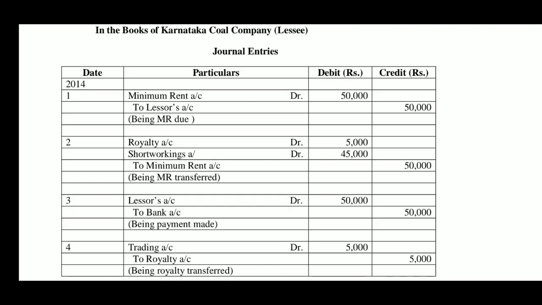Number 3. Now, the lessee will have to make the payment to the lessor. It is already shown in the last column in the royalty chart. 50,000 rupees is payable to the lessor. Now, when the payment is made, lessor is the receiver, debit the receiver, cash goes out. Banker is the giver of cash. So, lessor's account debtor to bank account being payment made 50,000 rupees. Now, royalty which was debited in the second entry, now at the end of the year 2014, it is transferred to trading account debtor to royalty account being royalty transferred rupees 5,000.